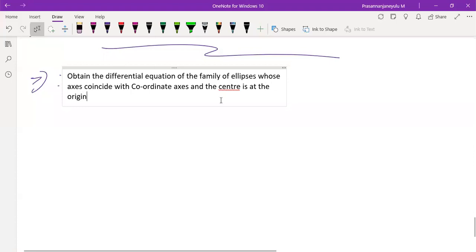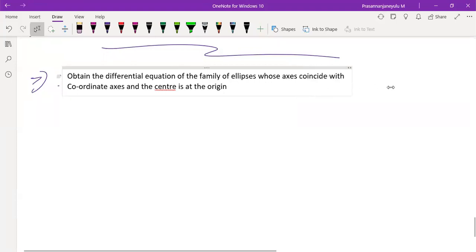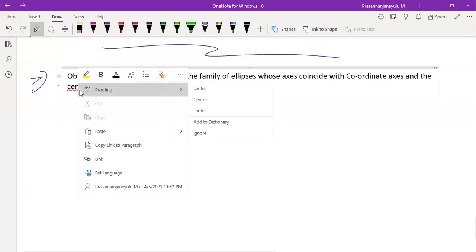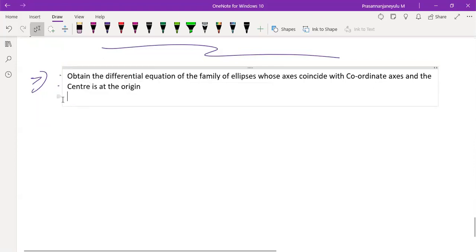Okay, so this is your problem. If this is the problem, then how to identify the given equation?